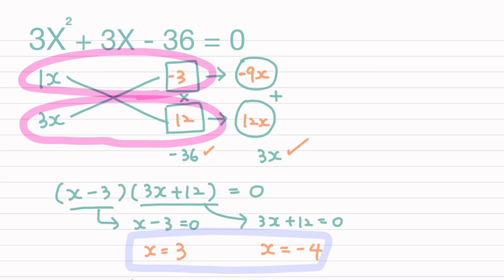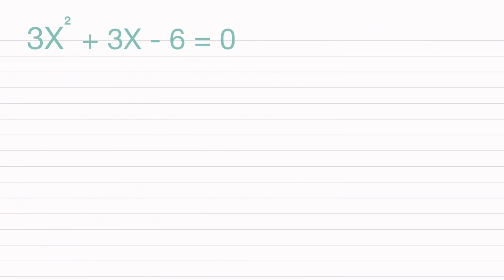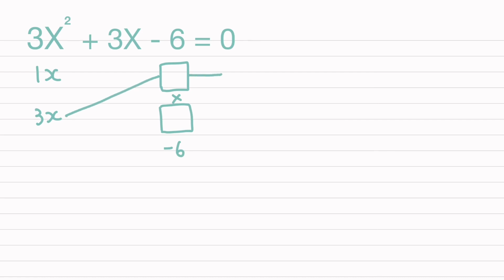All right, let's repeat the same process for the third quadratic equation. Now, without even thinking, I'm going to go ahead and write 1x and 3x along with two boxes underneath the third term. The two boxes, when multiplied together, should give me negative 6. And when I multiply 3x with the first box, it should give me a number that, when added together, gives 3x.